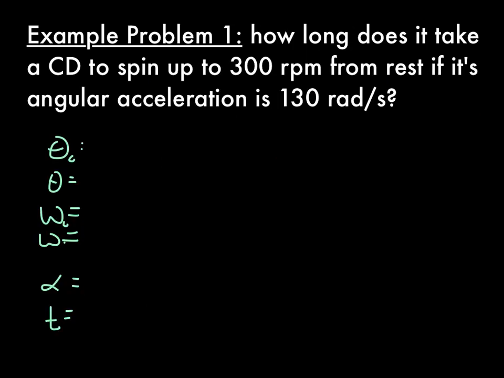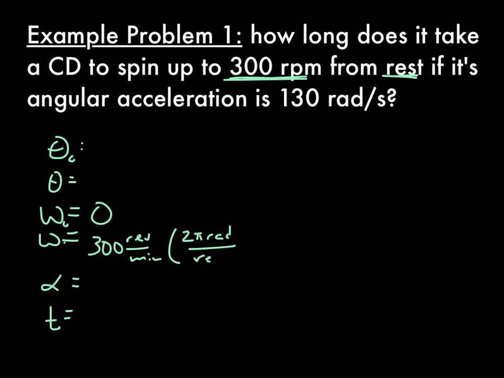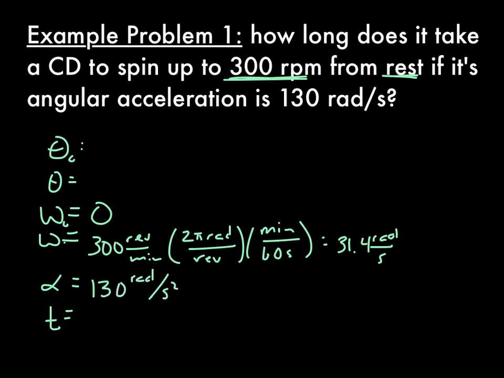So if we're going to look at this, you're looking for a CD to spin from rest, so your omega naught is 0. Your omega is 300 RPM, so this is 300 revolutions per minute. Now you need to convert this, so there are 2 pi radians per revolution, and in 1 minute there are 60 seconds. And this is going to equal 31.4 radians per second. Your acceleration is 130 rad per second squared, and your time's question mark.